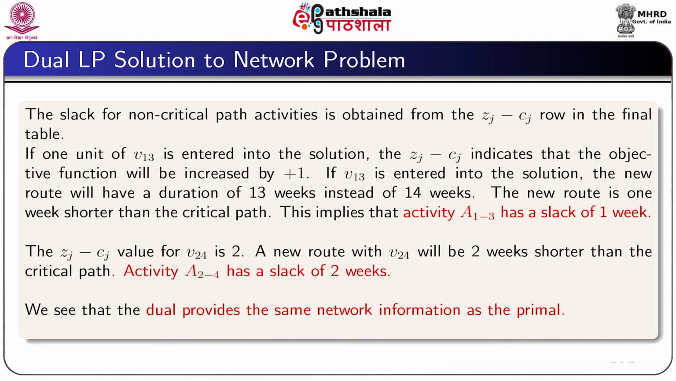Similarly, from the zj minus cj value for v24, we see that a new route with v24 will be 2 weeks shorter than the critical path. Therefore, the activity 24 has a slack of 2 weeks. So, this shows that the dual provides the same network information as the primal.